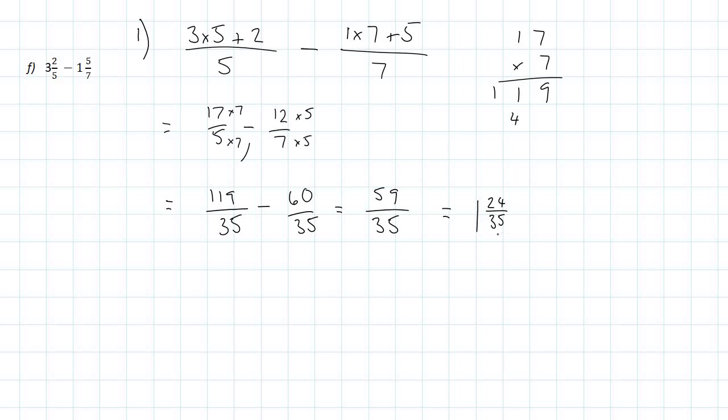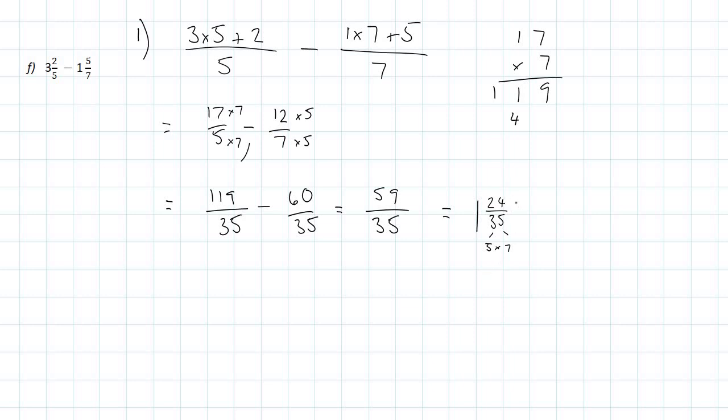Now, are they in any times tables together? Well, one way you can think about it is by splitting things up into primes. 35 is 5 times 7, and those are both primes. I can't split them up anymore.